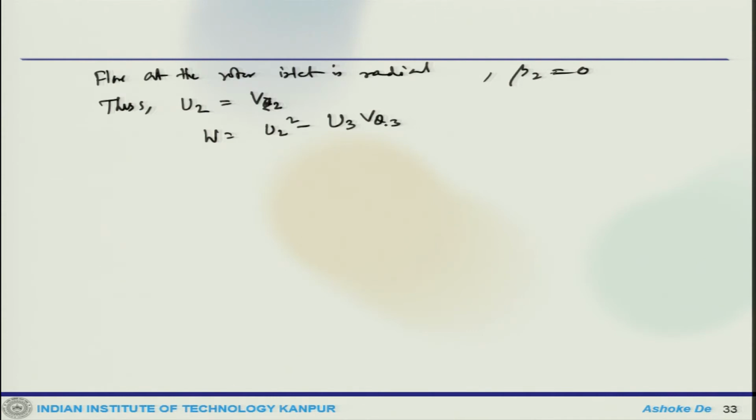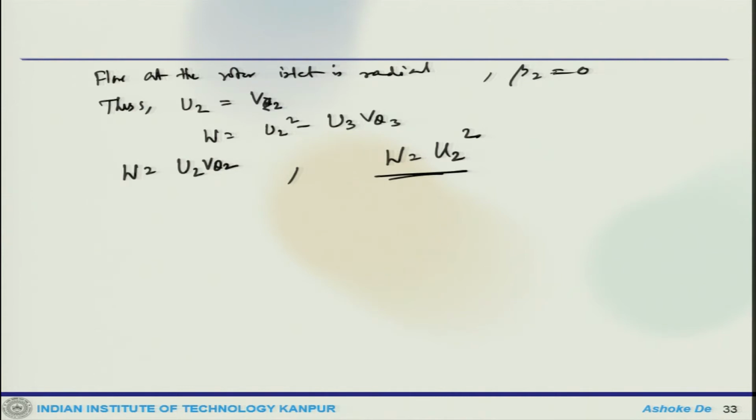If the swirl velocity is 0 at the exit, then we write W equals U 2 V theta 2, and if the flow is radial at the inlet and axial at the outlet, then also we get W equals U 2 square. Okay.